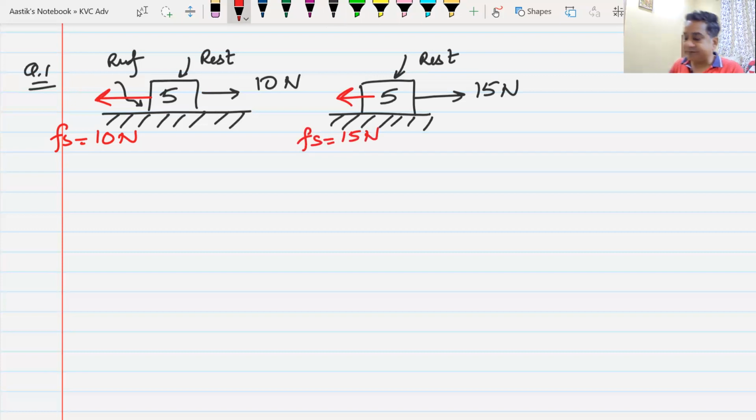So you can see the static friction can change its value. It can also change its direction. If I apply force in the opposite direction, static friction will change the direction as well.